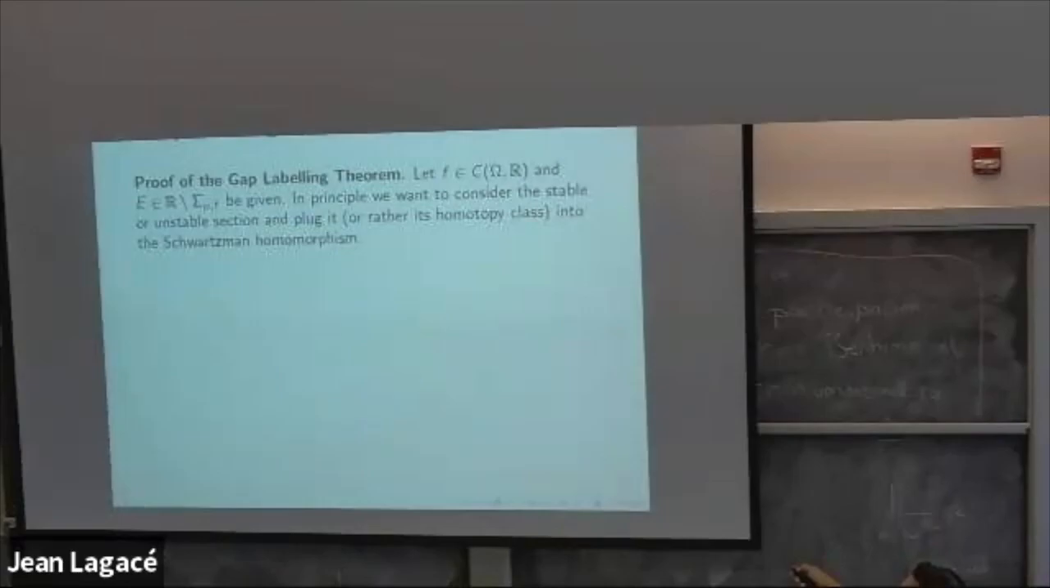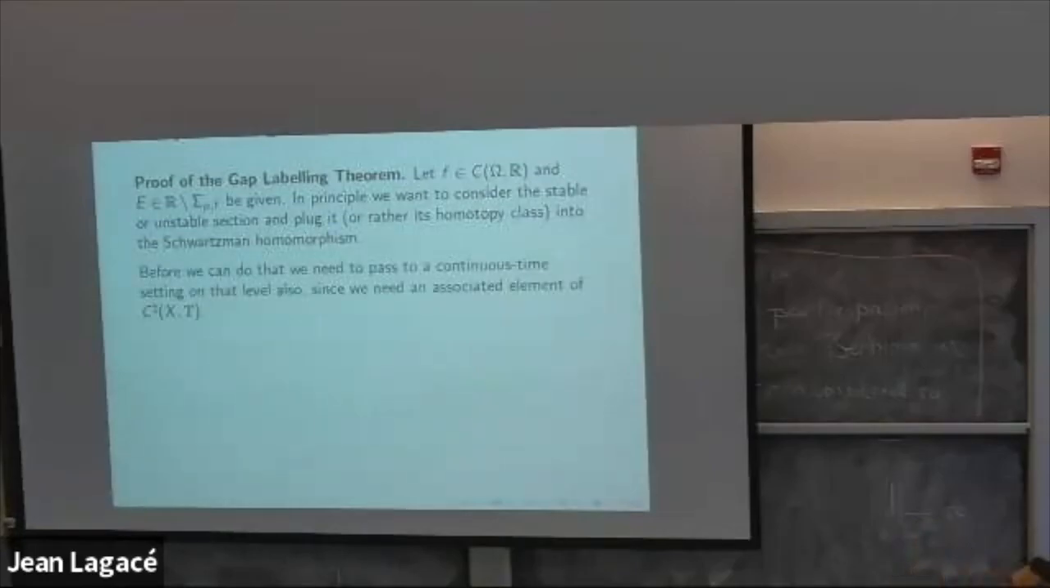What we want to do is apply the Schwarzmann homomorphism to them. There's one problem. These stable and unstable sections are defined on omega, but the Schwarzmann homomorphism is defined on X, the suspension of omega. So we currently can't apply the Schwarzmann homomorphism to the stable section. We have to suspend that one too. Our goal is to start with a stable or unstable section and to associate an element of C# of X to T. We currently don't have that, so we need to interpolate.